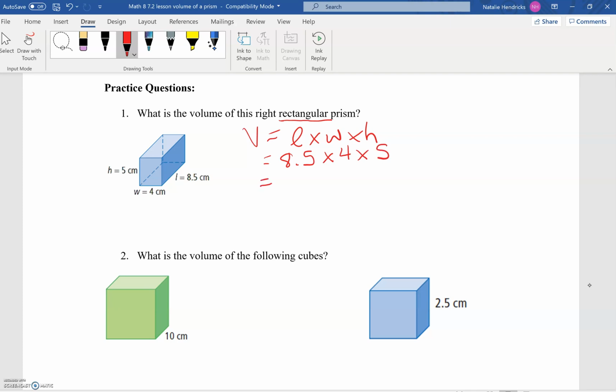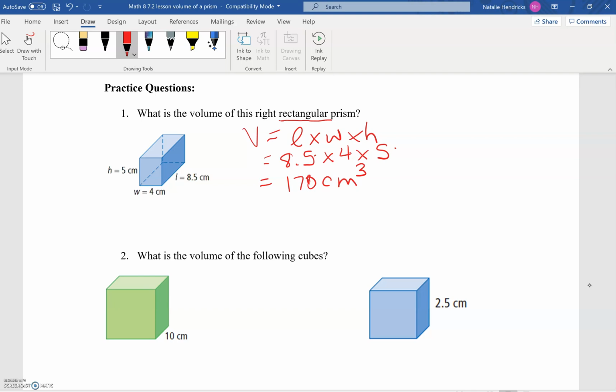Now when we multiply all of these together, I get 170 centimeters cubed, because each one of these is centimeters. So there's 3 of them, therefore it's cubed. Remember, it only works when you multiply that, okay?